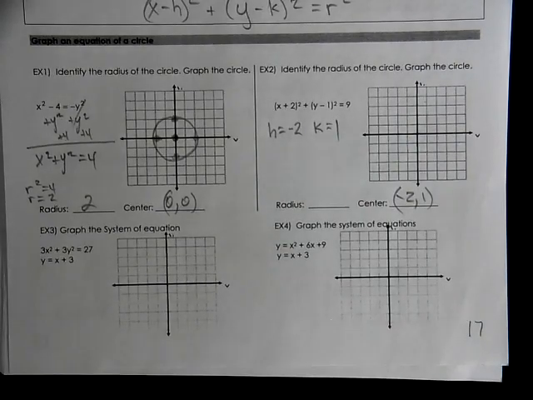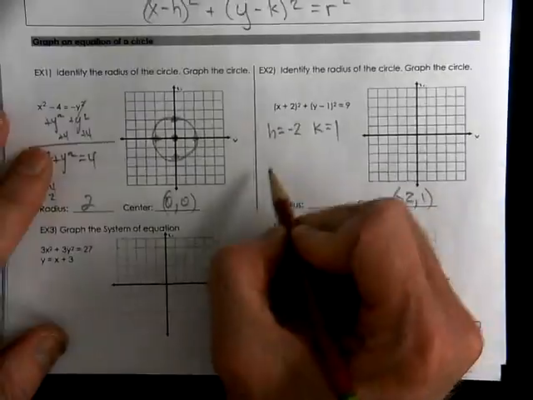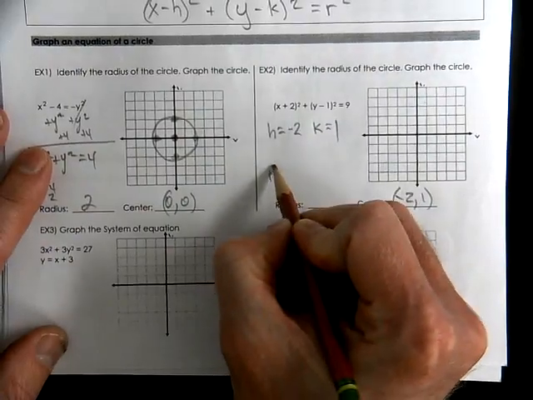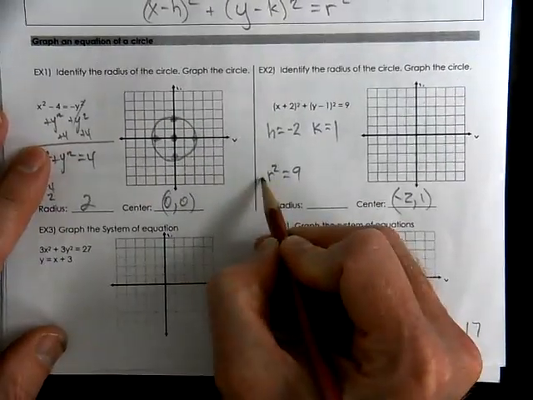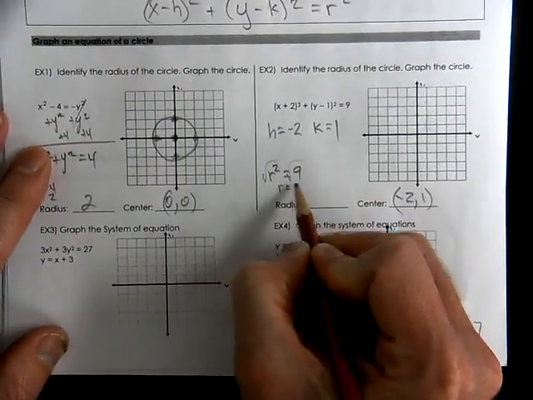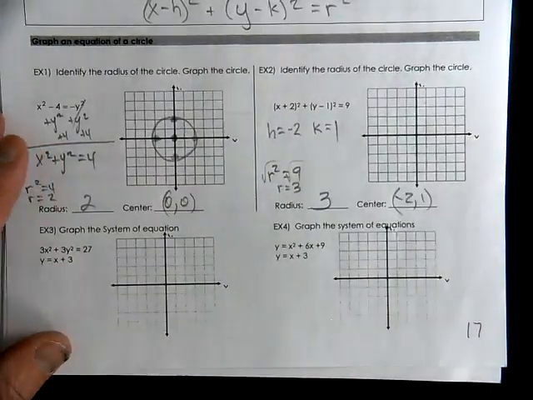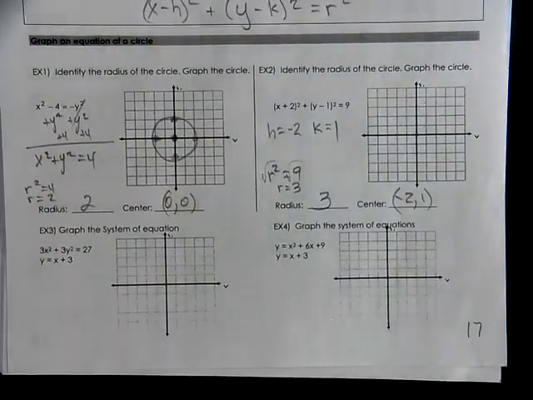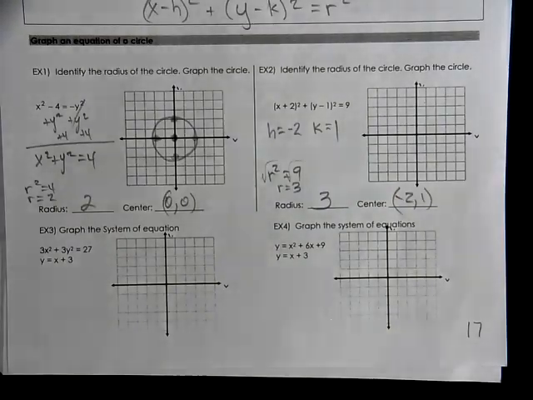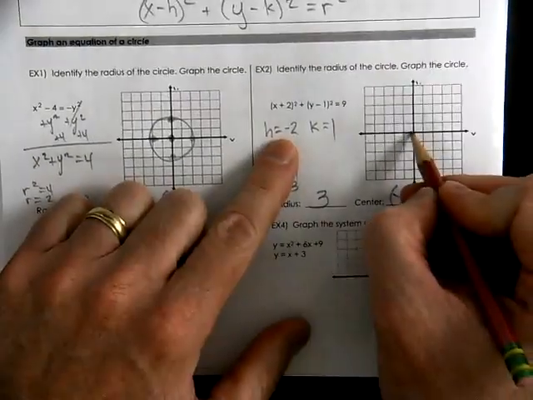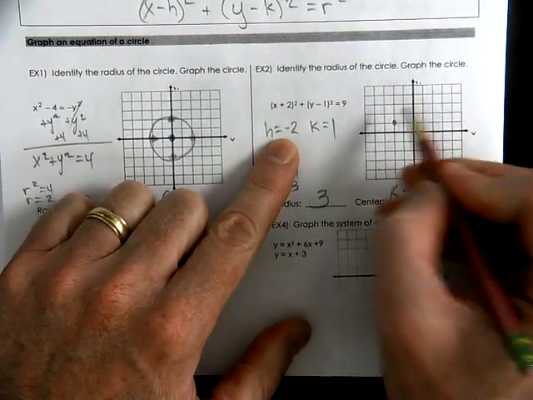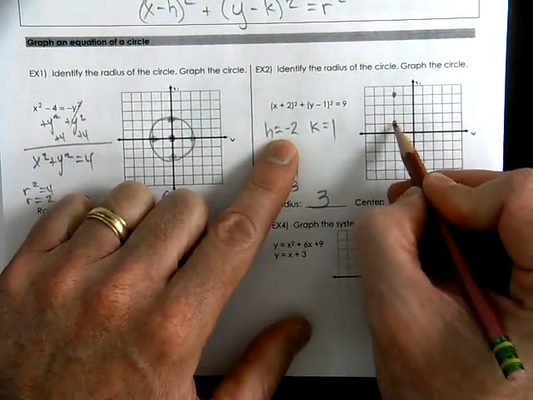What's our radius? We know the outside of the equal sign is r squared. So you take the square root of both sides, and r is going to be 3. We don't consider the plus or minus because the radius isn't going to be negative, so it's going to be a positive value. So we're going to go to our center of negative 2, 1, and do a radius of 3.